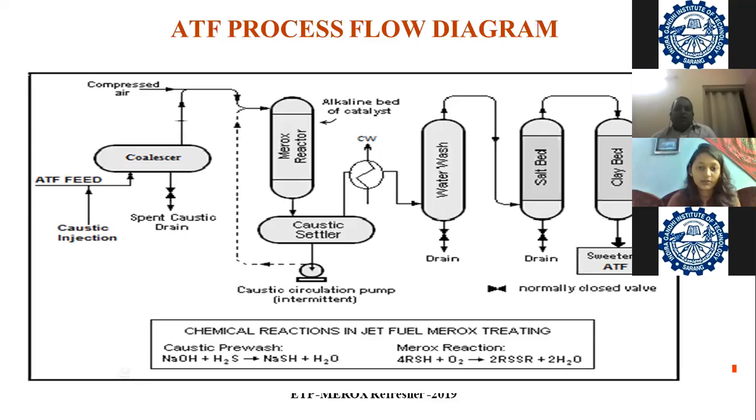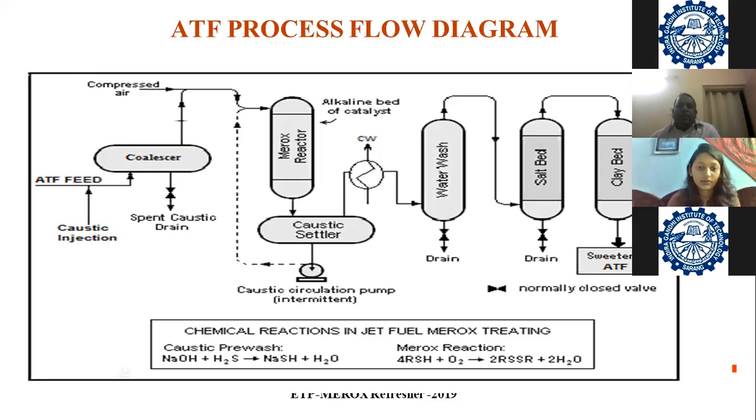This spent caustic is continuously withdrawn under level control of 20%, nearly 3 to 4 studs of the coalescer. The main motive is to separate the naphthenic acid. How to separate it? By injecting the caustic. Caustic is a base, so acid plus base is neutralized and forms the salt. Salt is heavier than the oil, so it settles at the bottom. The salt part is segregated at the bottom as spent caustic, and the top fresh oil, or fresh ATF without naphthenic acid, goes for further treatment into the reactor side.